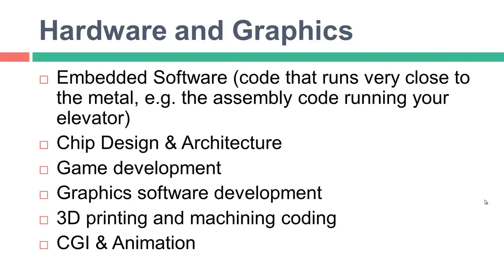Finally, there's hardware and graphics. So there's embedded software. This is known as code that runs very close to the metal, such as the assembly code running an elevator. There's also chip design and architecture. There's game development, which a lot of people feel is much different than normal development, so just keep that in mind. And there's also graphics software development. Sometimes there's crossover between that and game development. Then there's 3D printing and machine coding. And then there's CGI and animation.